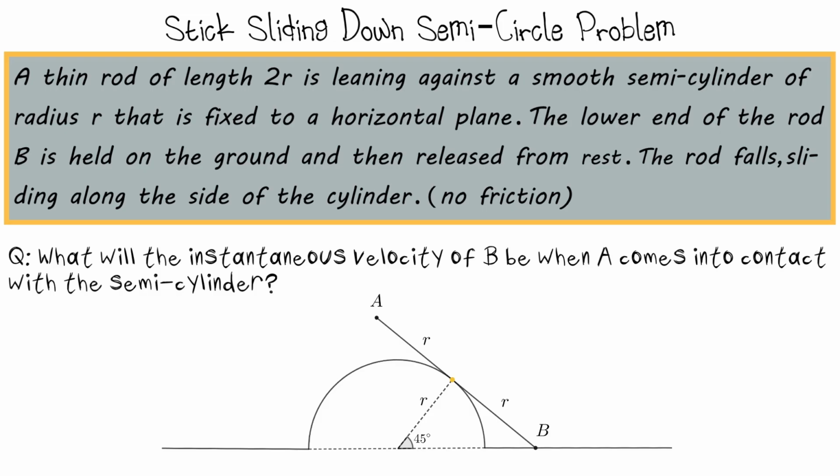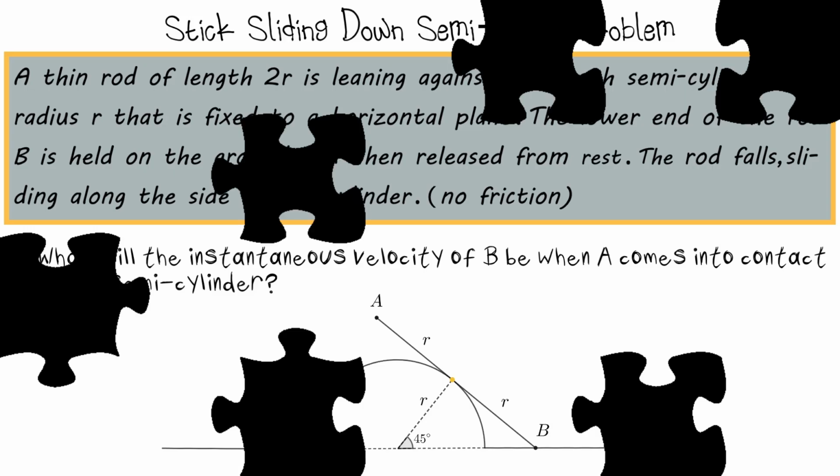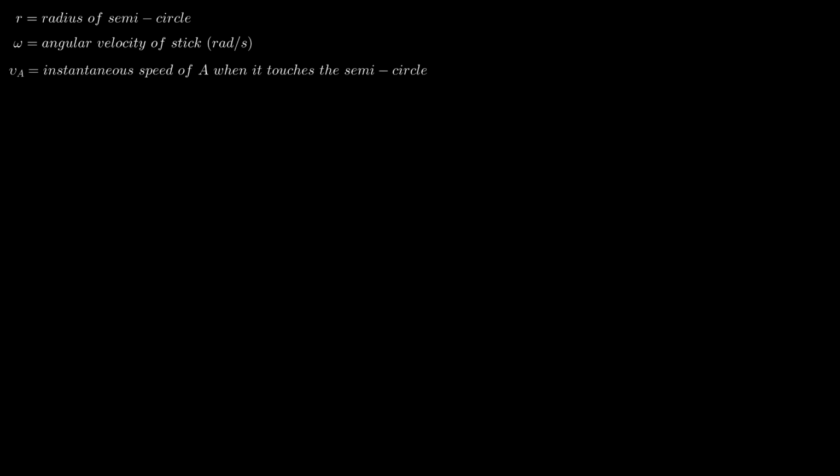Let's start out by giving some definitions, like we usually do. R is the radius of the semicircle, as stated on the thumbnail. 2r is the total length of the stick. Omega is the angular velocity of the stick, measured in rads per second. U of A is the speed of point A when it makes contact with the semicircle. And U of B is the speed of point B when point A comes into contact with the semicircle.